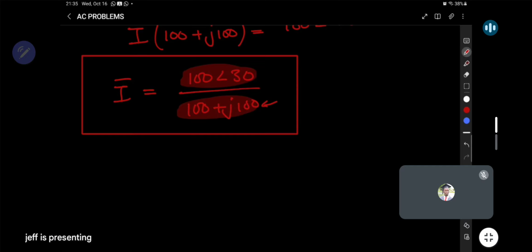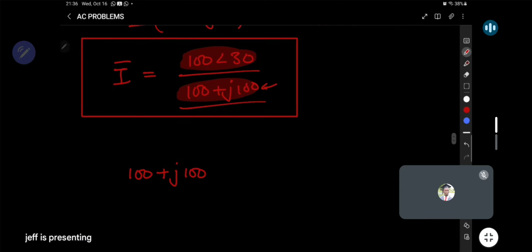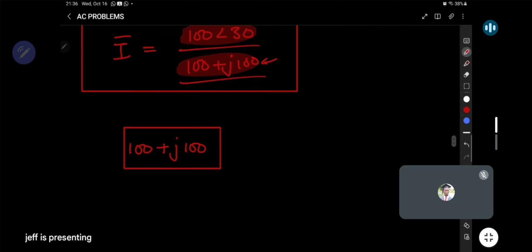So now we want to convert this complex number to polar form. In polar form, we need to find the magnitude, which is going to be the peak value of this polar expression. How do we get the magnitude? A complex number is presented such that it has a real part plus an imaginary part. So here, clearly, x is 100, while y is also 100.